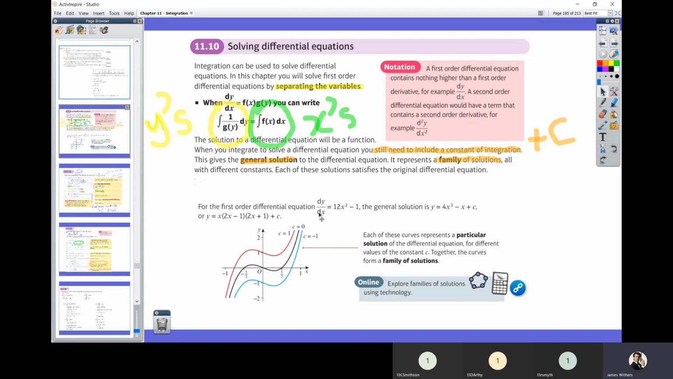So what they're saying is when you integrate this, you get this, which factorizes to this, and therefore you get this whole family of solutions. So going back to this first bit here, as I said, I think it's easier just to see it with numbers in it.